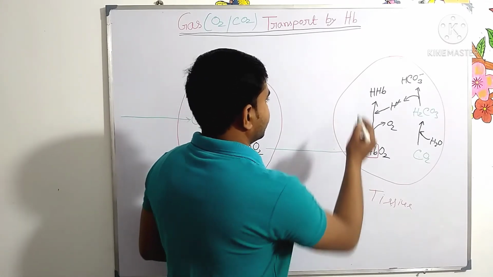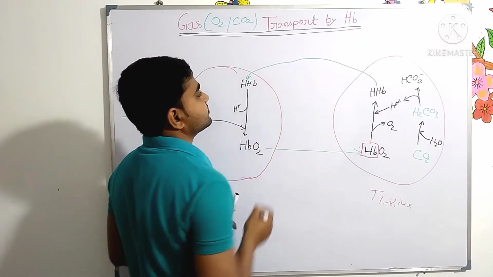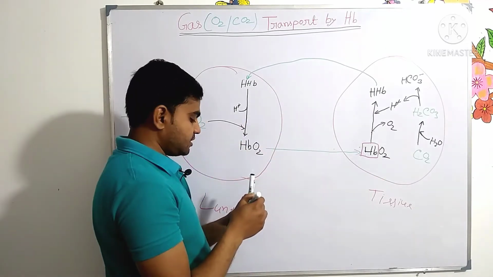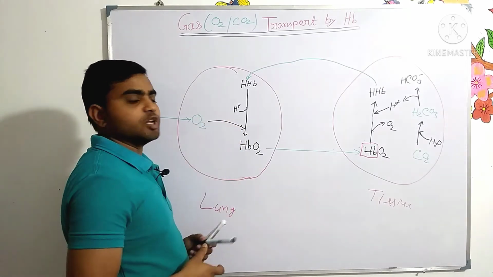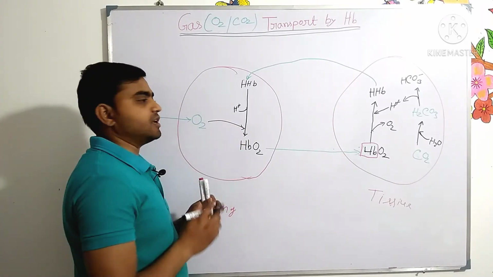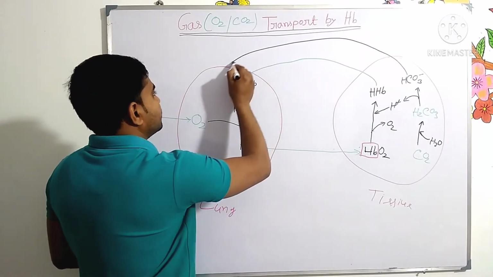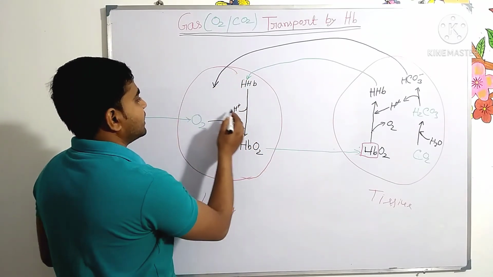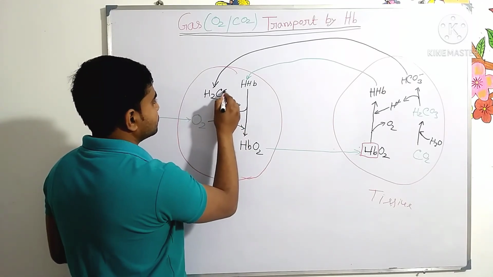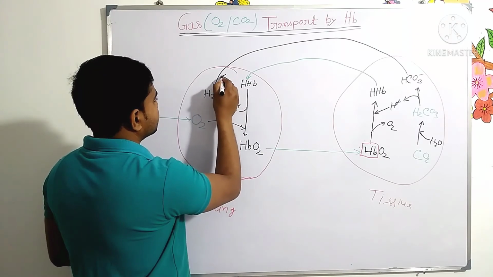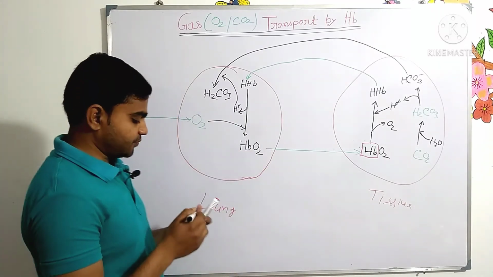This form of hemoglobin then goes again to the lungs, and this process happens again. Here in the lungs, the H plus ion is released at first, then the HCO3 minus comes here and binds with this hydrogen ion to form H2CO3.